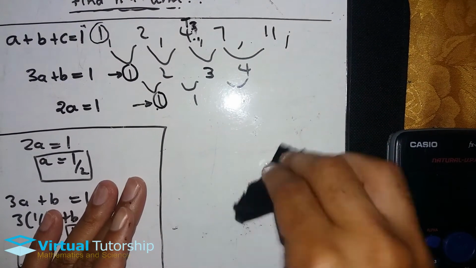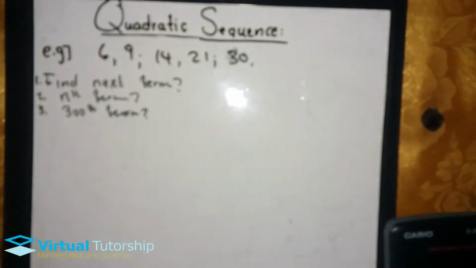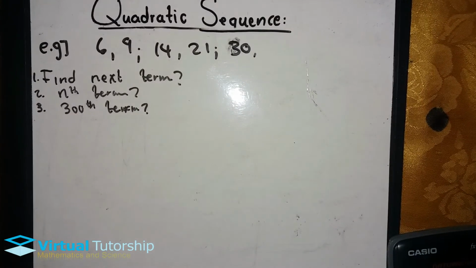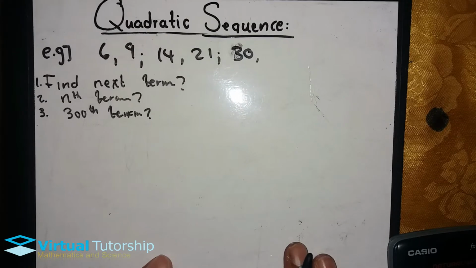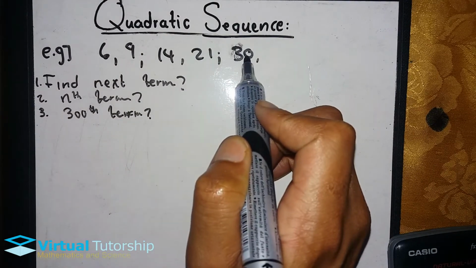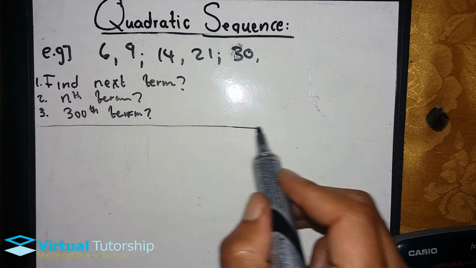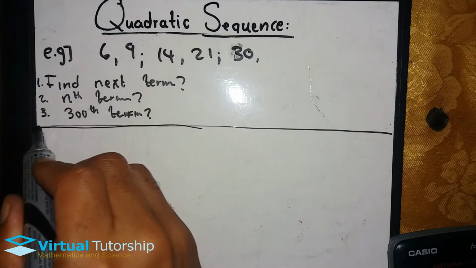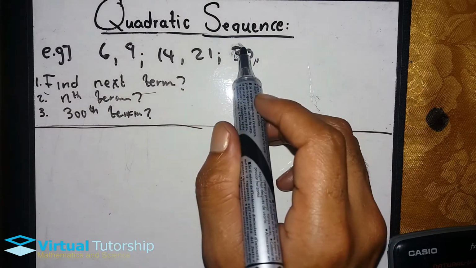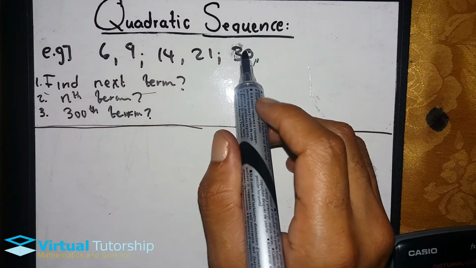So I think erase here. Okay, another example here. Focus, yes. 6, 9, 14, 21 and 30. The question they ask: find the next term, in other words, what comes after 30.